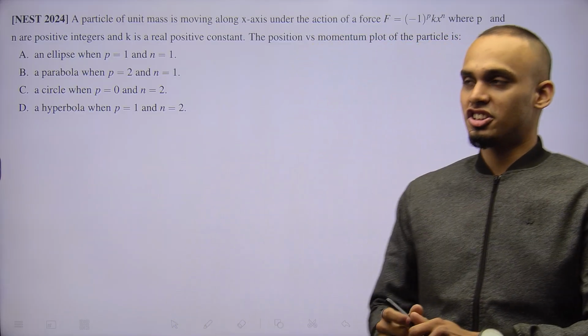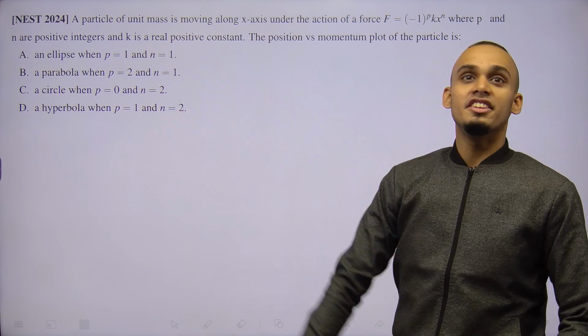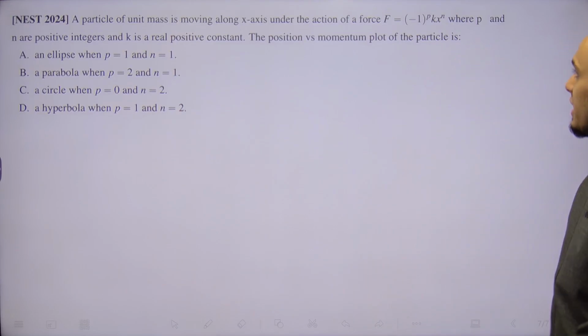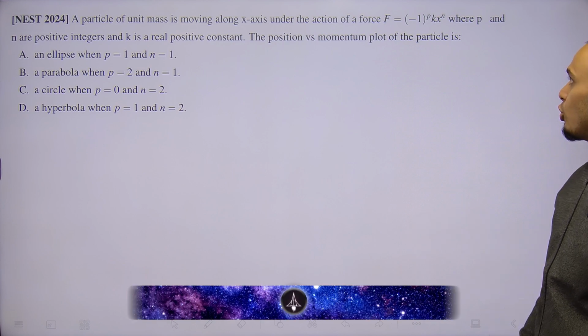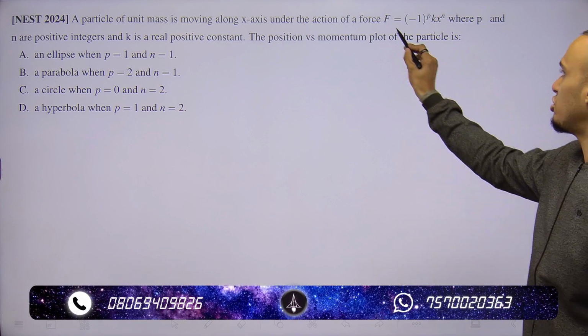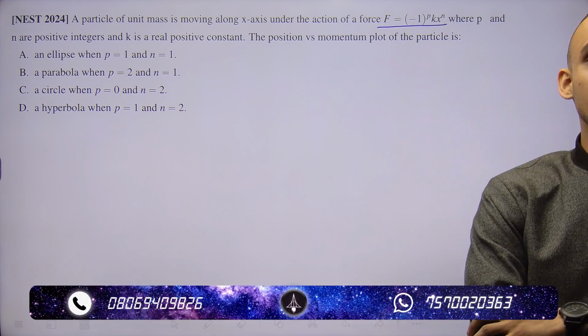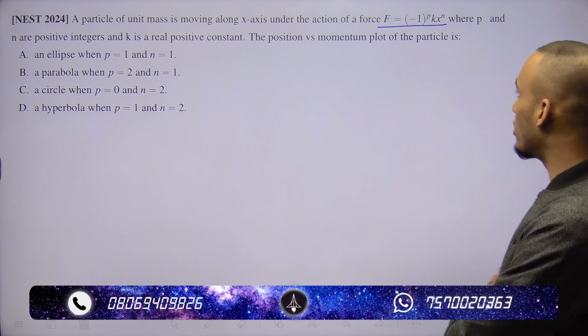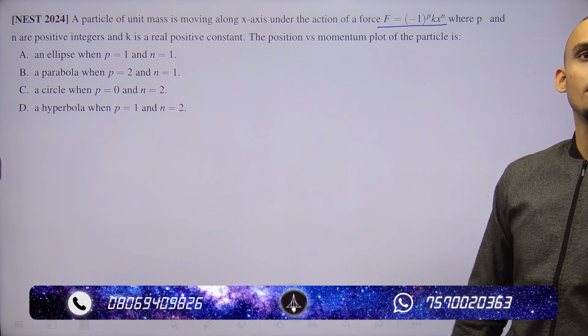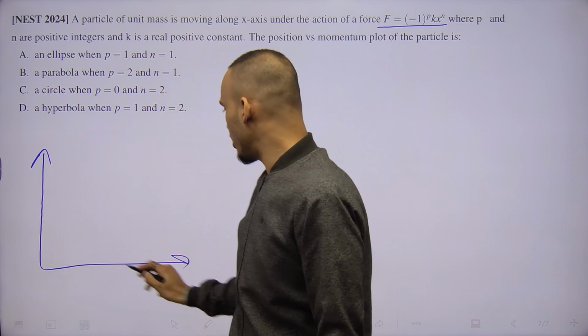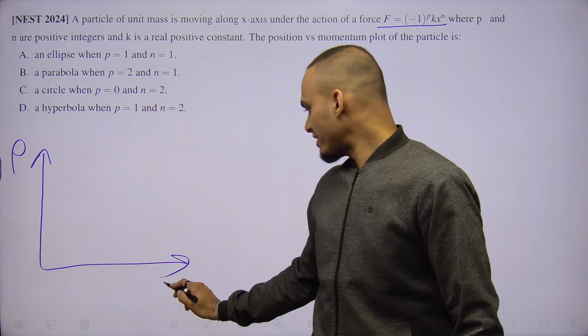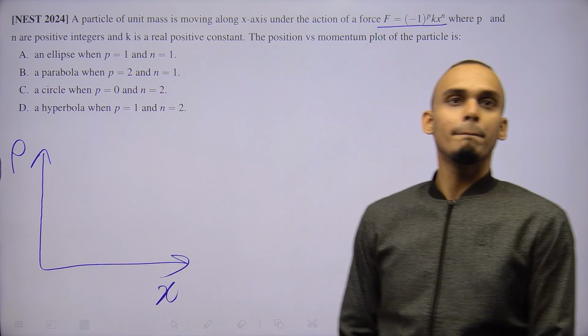Today we will be solving a question that appeared in the NISER entrance exam in the year 2024. In this question, we are given the variation of a force acting on an object with respect to its x position as is seen in this expression, and we are asked about the position versus momentum plot. So on the y-axis we need to plot its momentum, on the x-axis we need to plot its position.